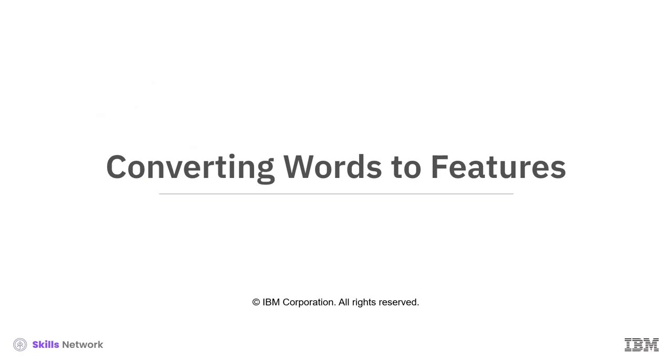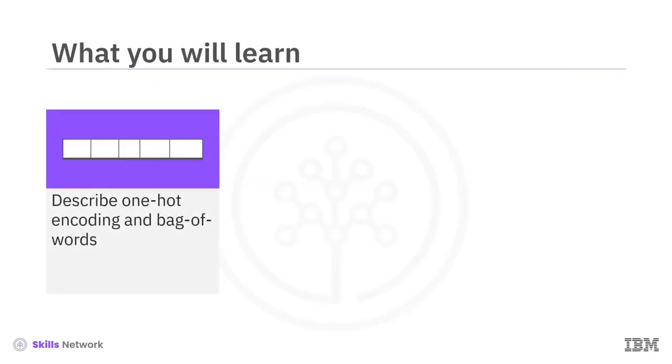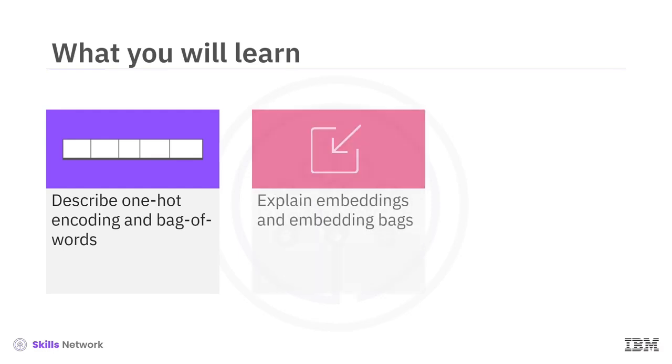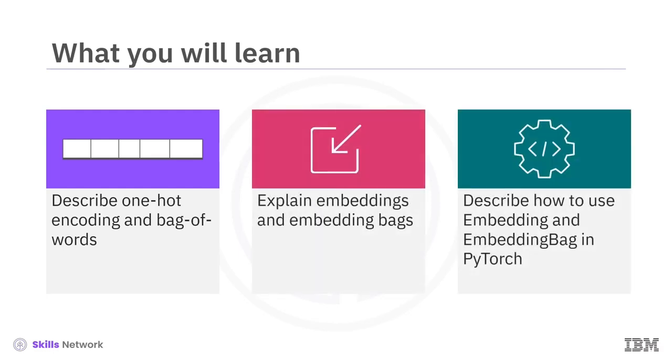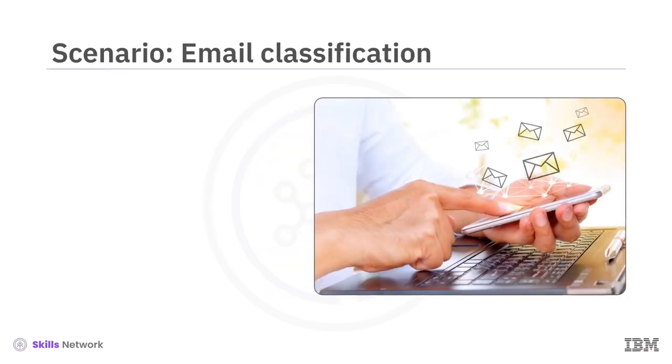Converting words to features. After watching this video, you'll be able to describe one-hot encoding and bag of words. You'll also be able to explain embeddings and embedding bags and describe how to use embedding and embedding bag in PyTorch. Consider you're developing a natural language processing or NLP application to classify email.